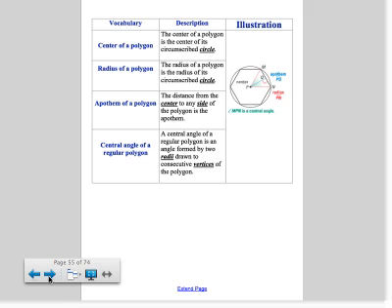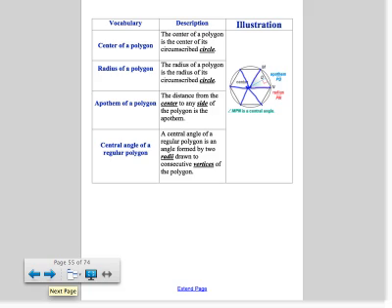The radius of a polygon is the radius of its circumscribed circle. So in other words, the other way of thinking about it is very simply the radius is the distance from the center point to any vertex. So all of these here in this particular polygon would be called radii of the polygon.